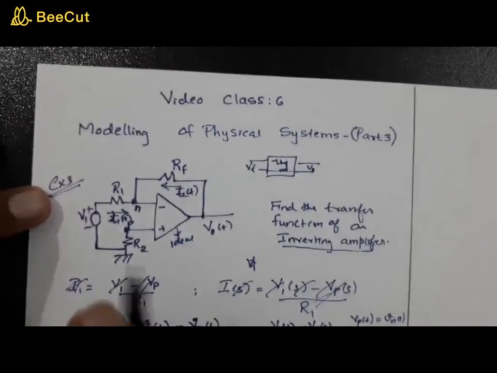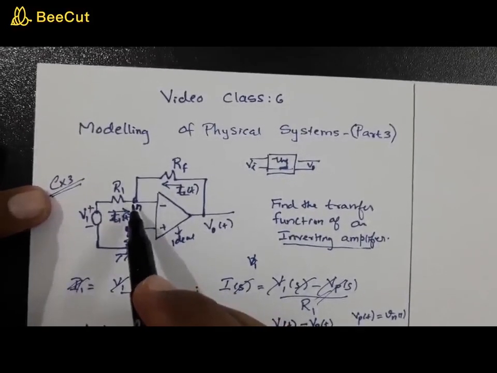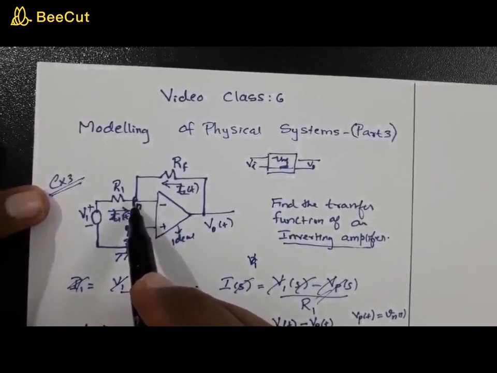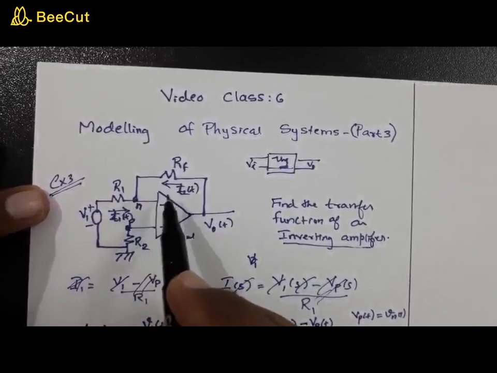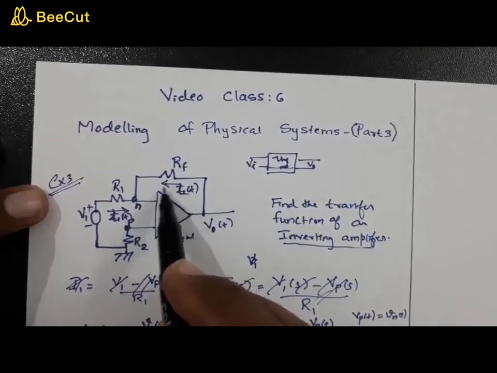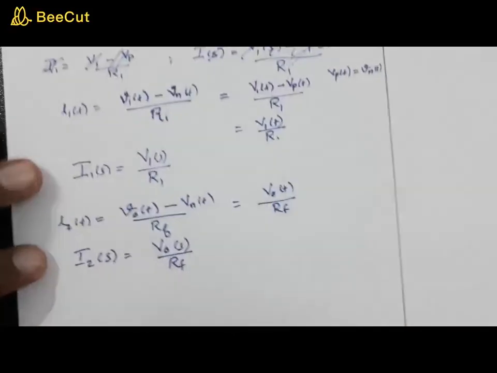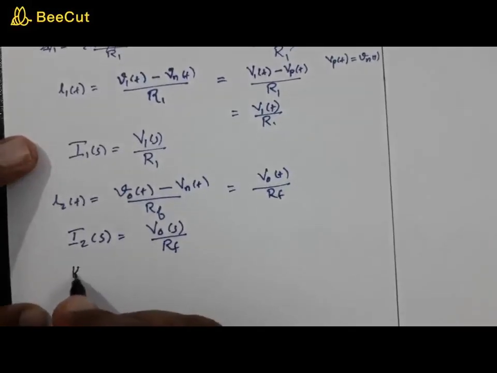Now coming to this node, you are going to apply KCL. KCL states that the incoming current is equal to the outgoing current. So from this circuit we can say that two currents come to this node. So what will be the result of applying KCL at n?